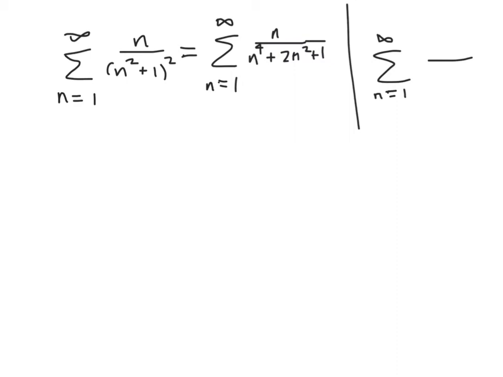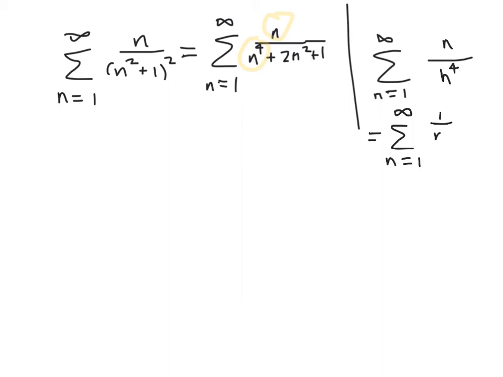Now that you've had the chance to do that, we notice that the biggest term on top is n to the 1, and the biggest term on bottom is n to the fourth. Therefore, the series we're going to compare it to is n over n to the fourth, or in other words, the sum of 1 over n cubed.